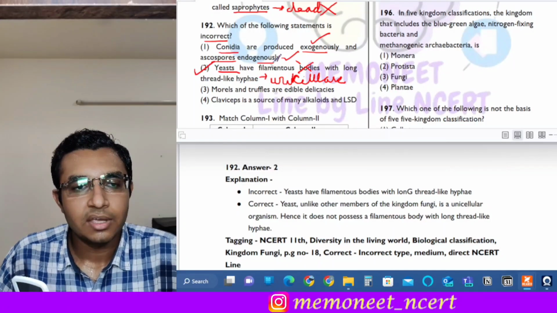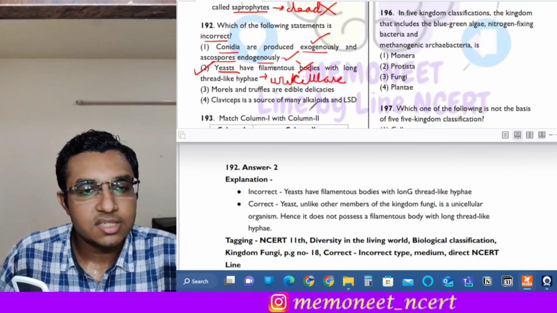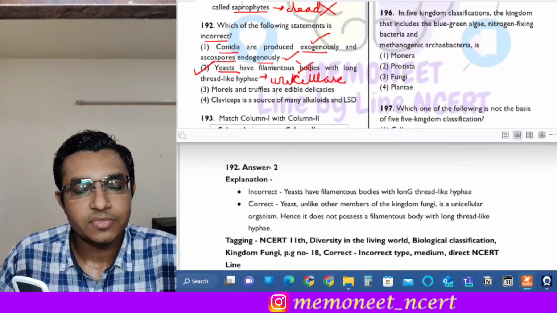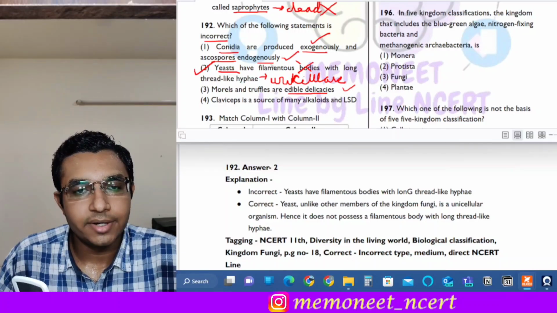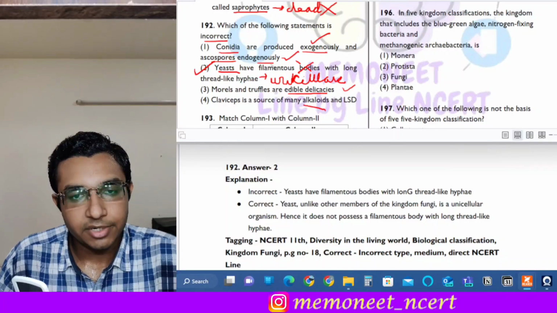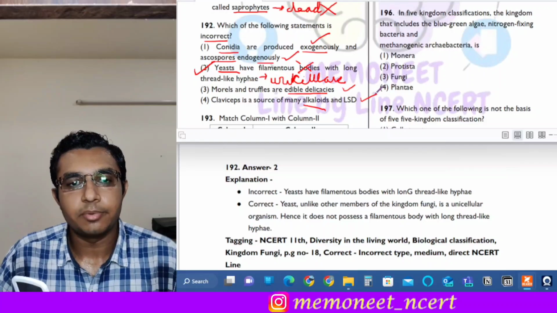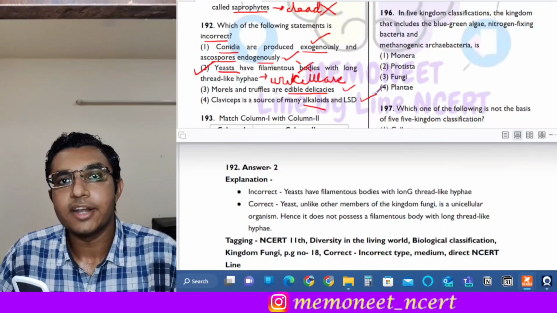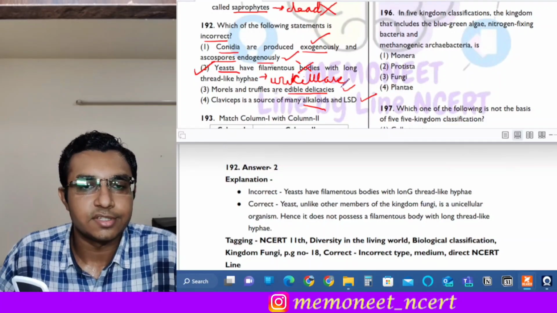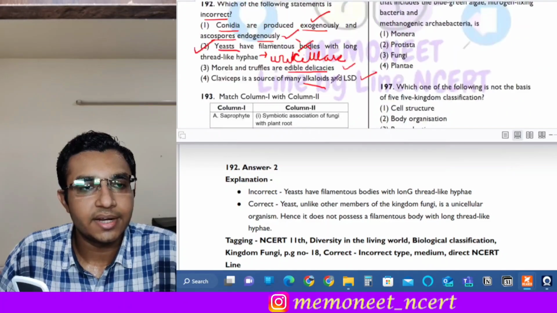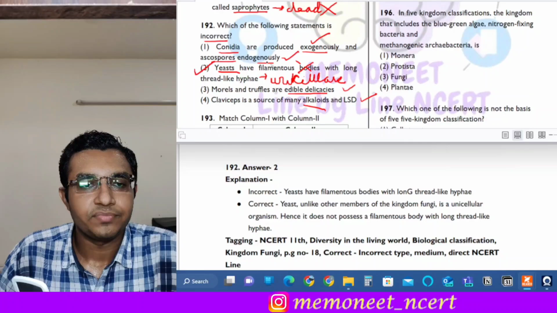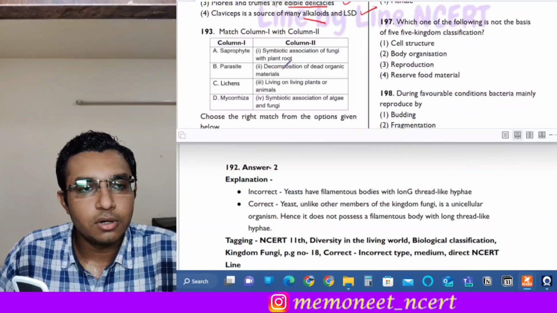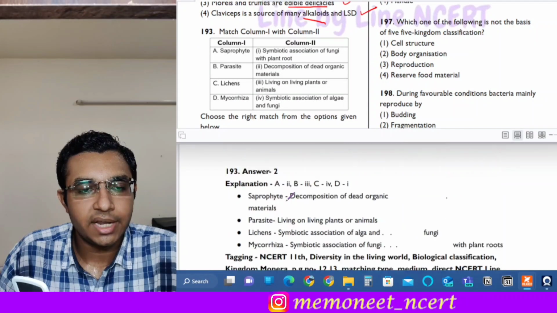All right. The third statement is morels and truffles are edible delicacies. So yes, this statement is correct. The fourth is claviceps is a source of many alkaloids and LSD. So yes, this statement is also correct. From claviceps we can obtain many alkaloids, and also LSD is produced in the claviceps. So the correct answer will be option 2, that is, this statement is incorrect. Now moving on to the next question, that is question number 193.